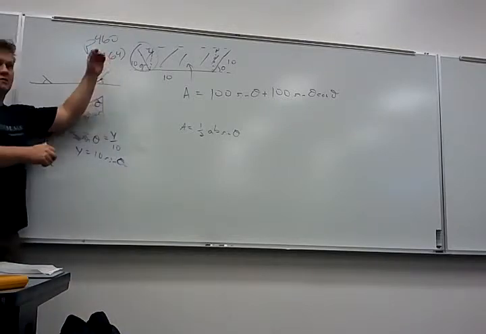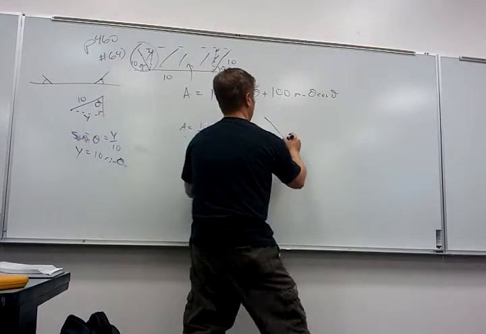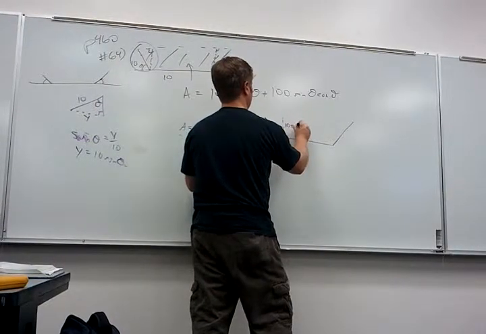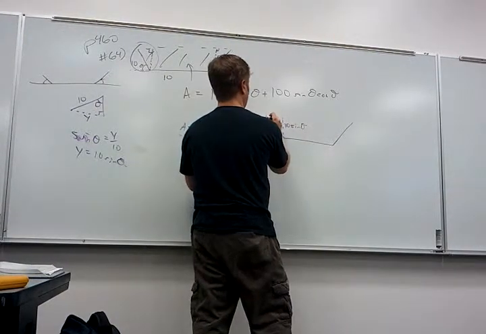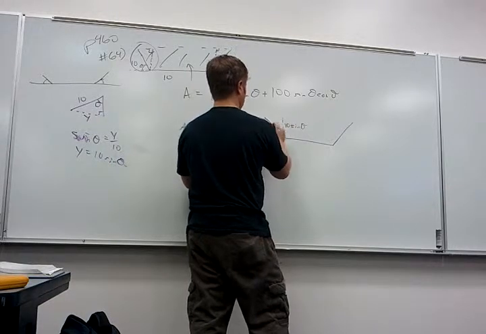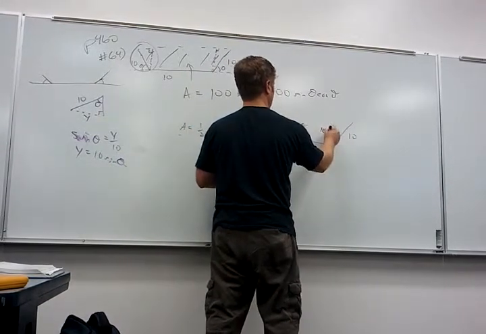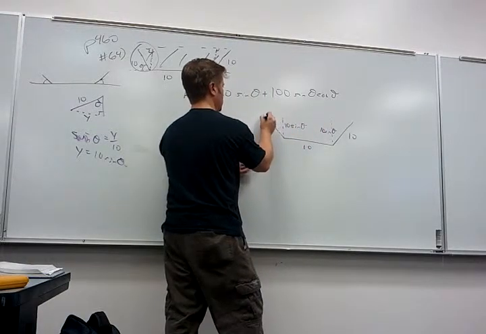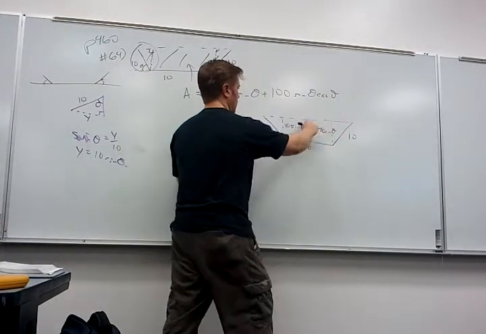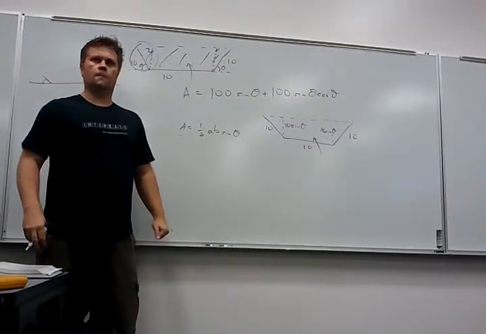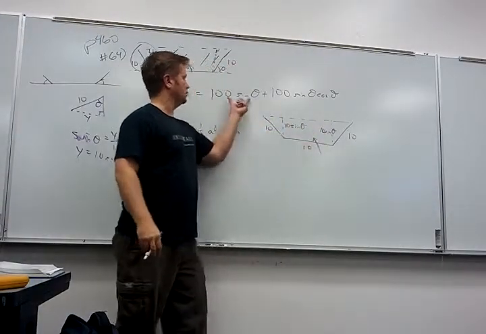But here's the key. You know this length here is 10 sine theta. And you know this is 10, this is 10, this is 10. All right, you know all this stuff here. So you can get the area of the rectangle, for example. Yeah, 10 times 10 sine theta, 100 sine theta.